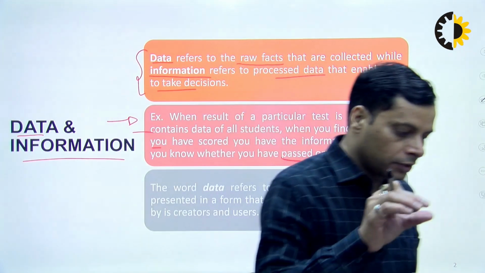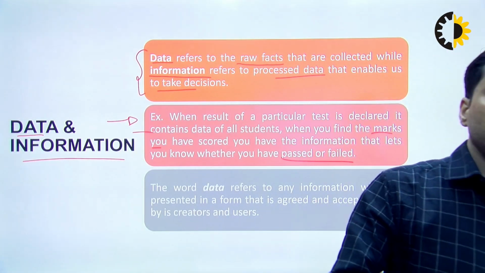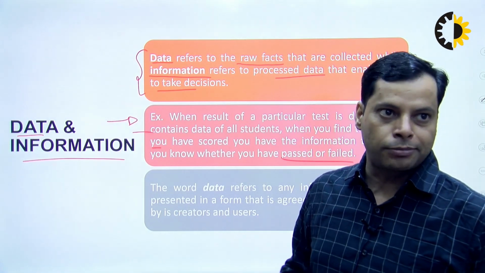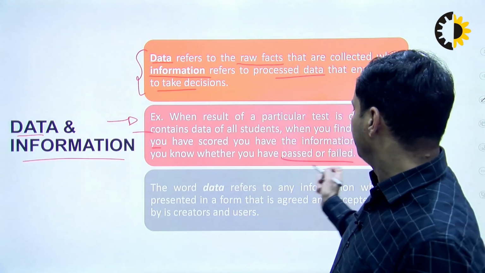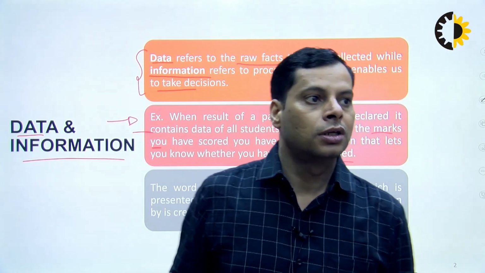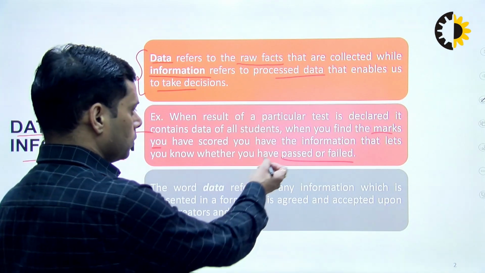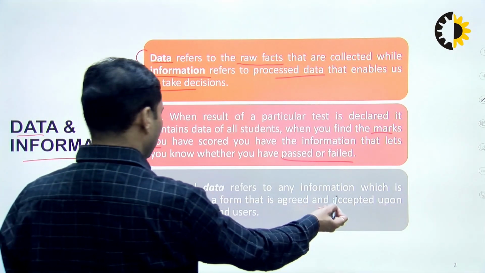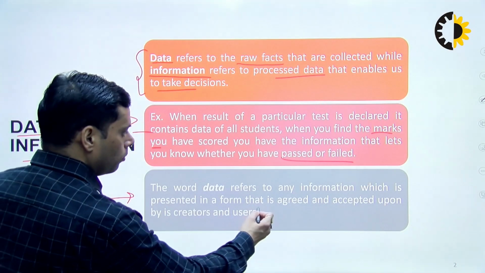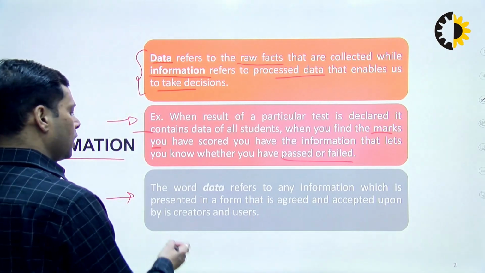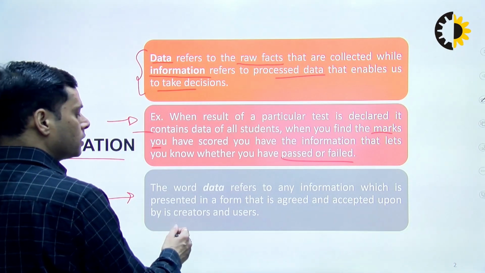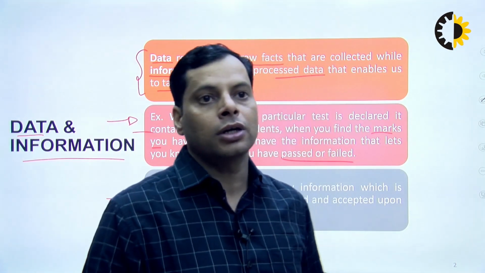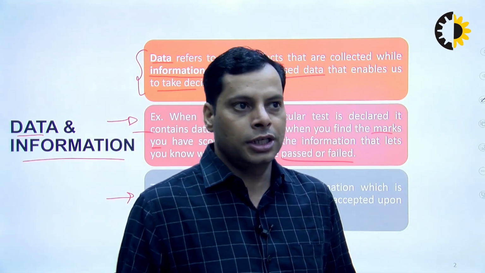So when we work on the data, some decision is taken. The information included in this example, with this test, is pass or fail, which is referred to as information. Data refers to any information presented in a form that is agreed and accepted upon by its creators and users, that means who have created it and who is dealing with this data.